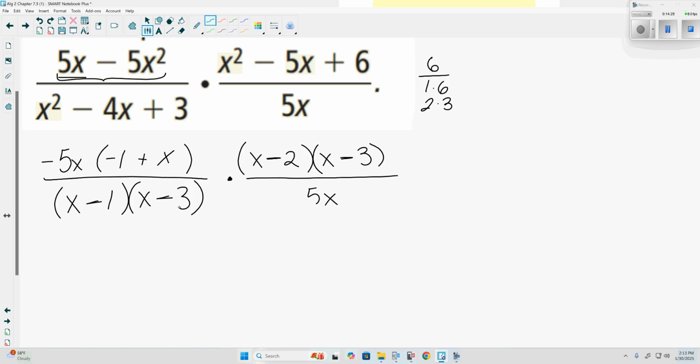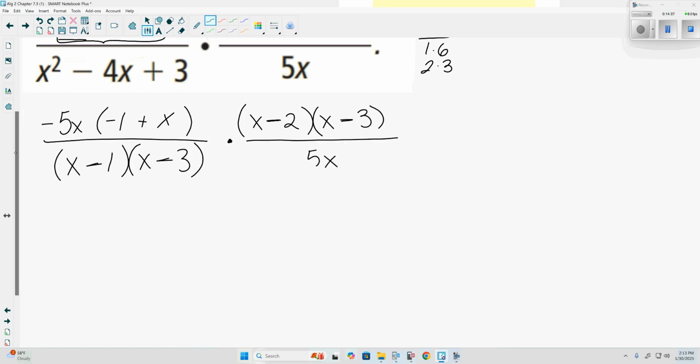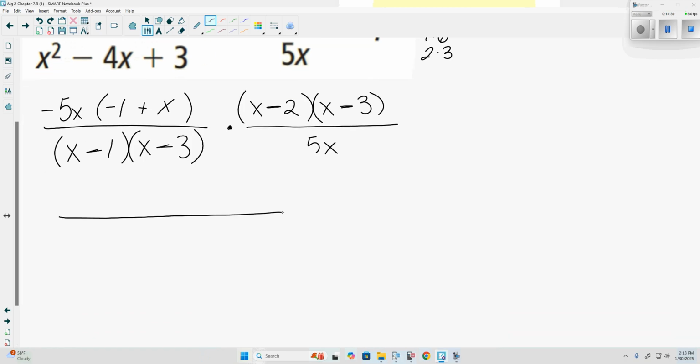And if we check it, x times negative 3 would be negative 3x. Negative 1 times x is negative x. Negative x minus 3x is indeed negative 4x. Let's multiply these together. On top, we'll have the negative 5x times x minus 1 times our x minus 2 times our x minus 3.